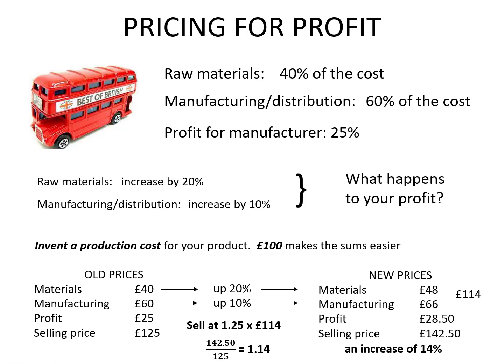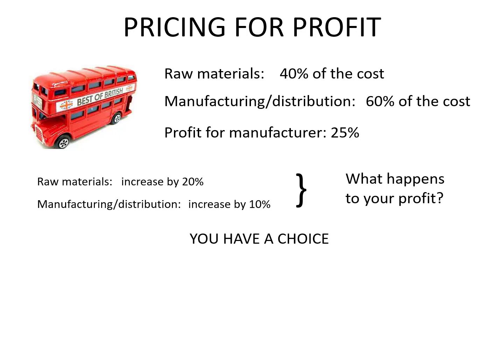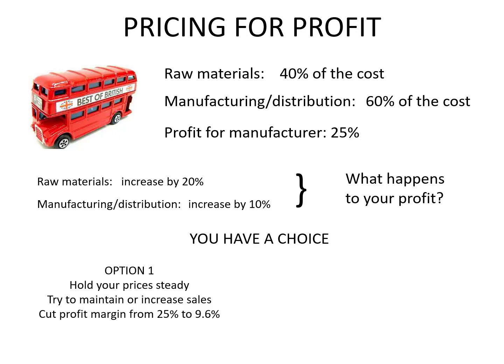So, in answer to the question, what happens to your profit, you as the manufacturer have a choice. Option 1, hold your prices steady, try to maintain or increase sales, and simply take the hit on profits, down from 25% to 9.6%. Option 2 is to increase the prices. Keep your margin at 25%, but risk a drop in sales as your buyers look for a cheaper supplier. Or you can choose some combination of the two.